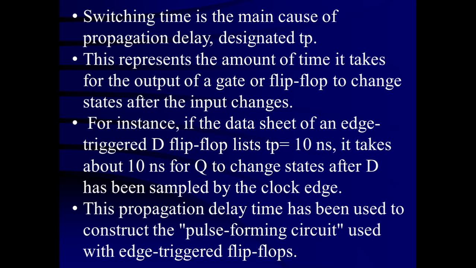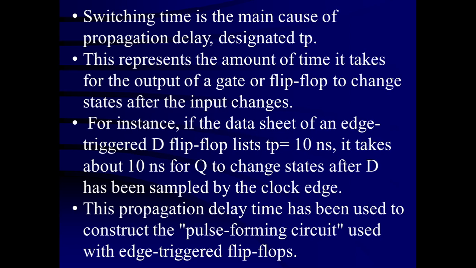This represents the amount of time it takes for the output of a gate or a flip-flop to change state after the input has been changed. So if a set condition is there and you give the reset condition, as soon as you give the reset condition, the flip-flop is not going to be reset. It will take time to change from the set condition to the reset condition, or Q will be established to 0 after a certain minimum amount of time. This minimum amount of time is known as the propagation delay time.